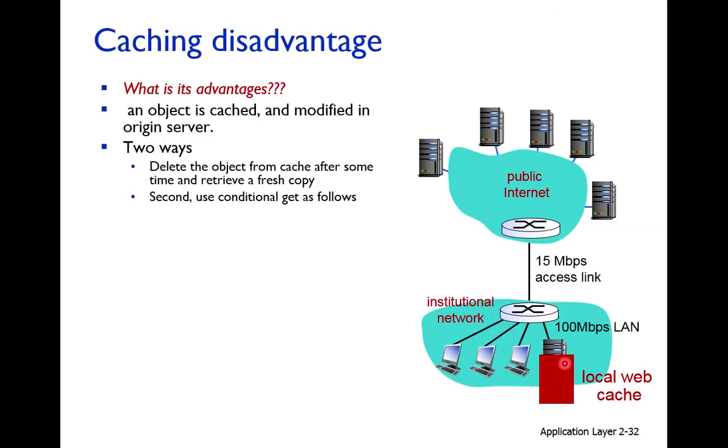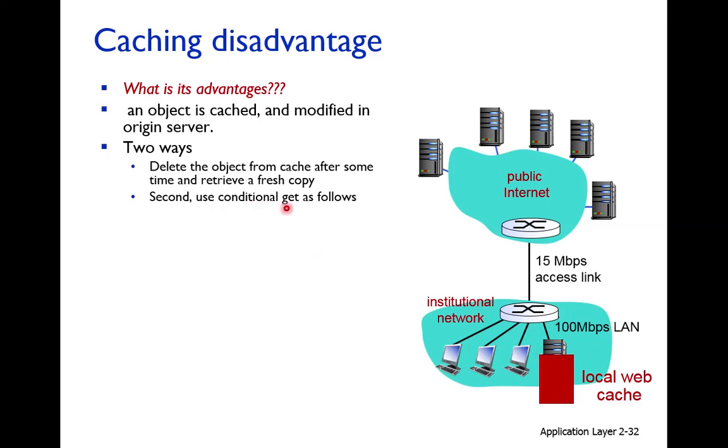One is that the object should be stored in the web cache for some time, and after this the object should be deleted from the web cache. When the object is deleted from the web cache and the client accesses it, the object will not be present in the web cache, so the web cache will forward the request to the origin server, and the origin server will respond, and a fresh copy will be stored in the web cache, and one copy will be returned to the client. If other clients access the same object, it will be served from the web cache, so a fresh copy is present. This is one approach.